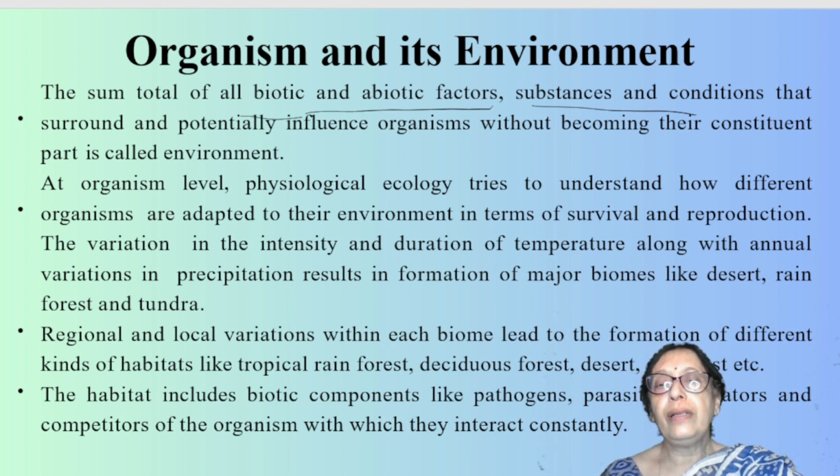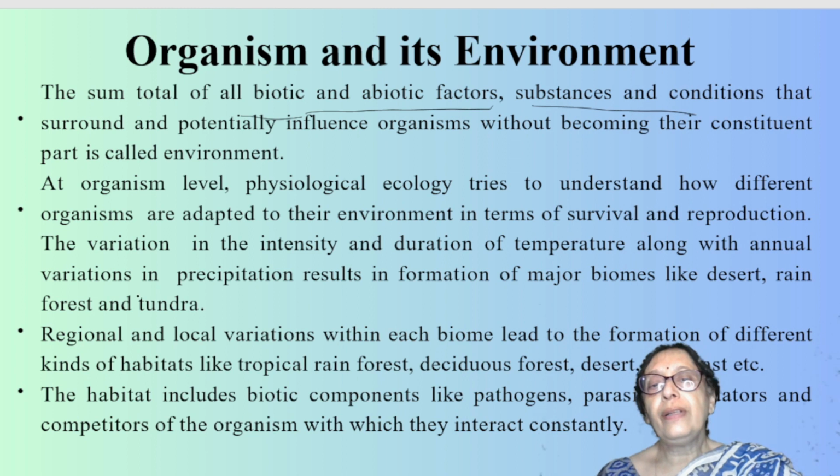At the organism level, the physiological ecology mainly tries to understand how different organisms are adapted to their environment in terms of their survival and reproduction. The variation in the intensity and duration of temperature, along with the annual variations in rainfall, results in formation of major biomes. Major biomes on the Earth's surface are the desert, the rainforest, and the tundra region.